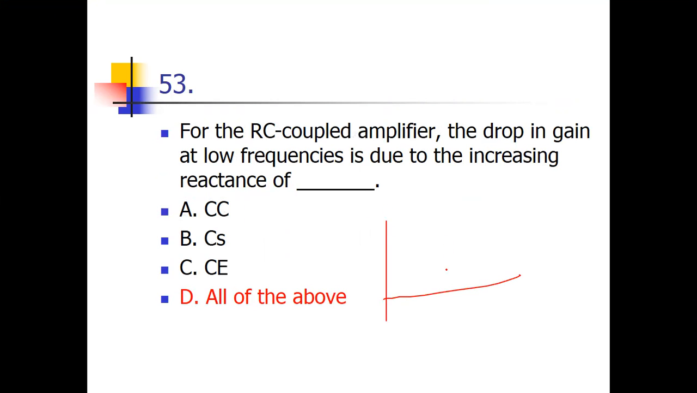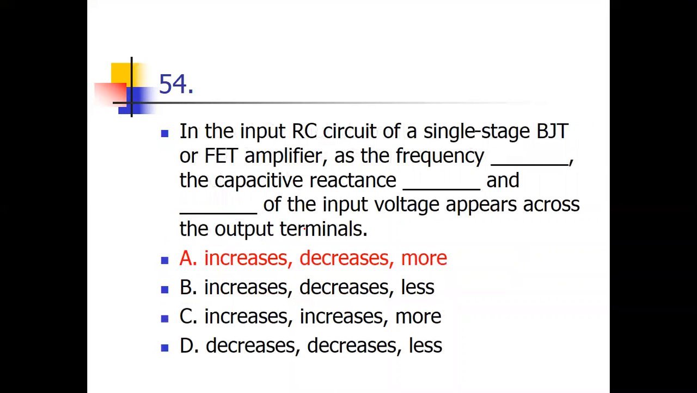In the RC coupled amplifier, the drop in gain at low frequency, I have already explained, is due to the coupling and bypass capacitors. All are part of this, and it can be common emitter, common collector, common source, or common drain. If we are talking about source, it's about FET. If emitter and collector, it's a part of BJT. But all are responsible for decreasing the gain.